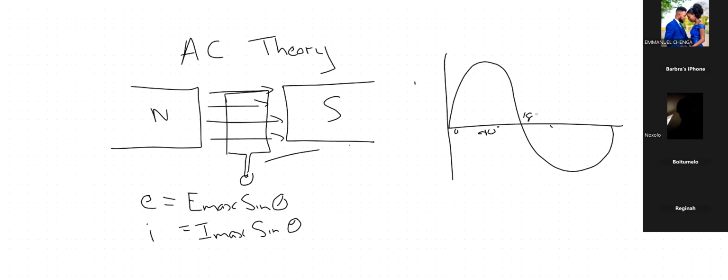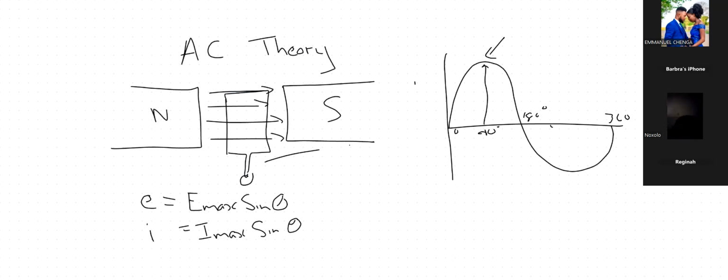180, and then here will be 360. So we're simply saying whenever your shaft rotates 90 degrees, that's when it produces the highest EMF, which means this will be your maximum EMF, which is the maximum value, which they can refer to as a peak value. Is that okay?